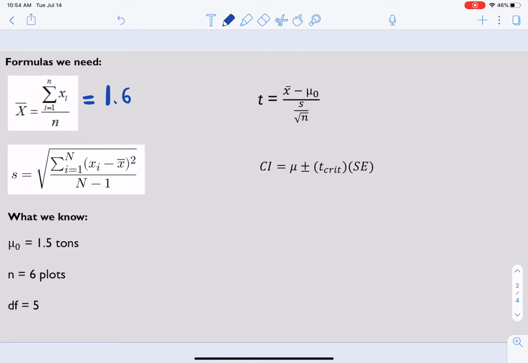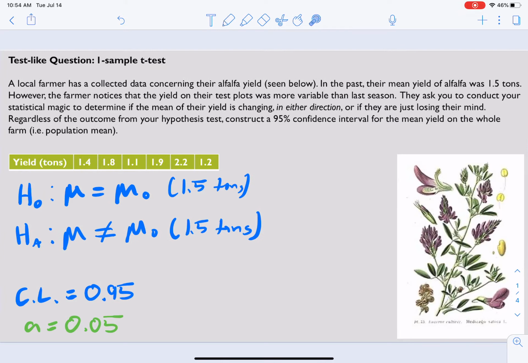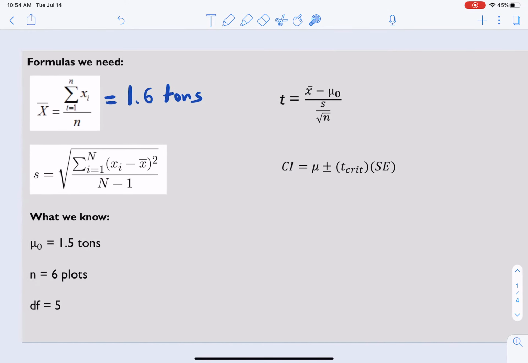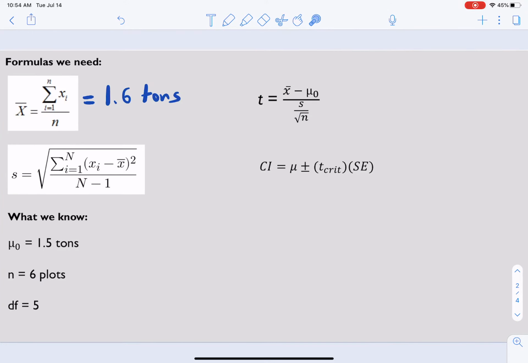1.6 tons. Okay. Now already we can kind of get an idea of what's going on here. Last year the average was 1.5, right? Now 0.1 ton, that's quite a bit, right? We're working with a pretty big scale here. But on the average here, not that much of an increase. And we'll get a better idea of what's going on when we calculate the sample standard deviation.